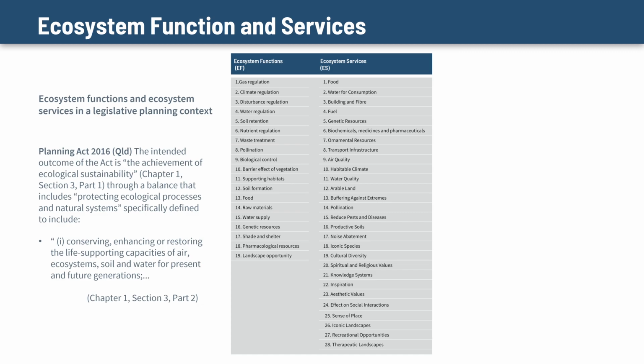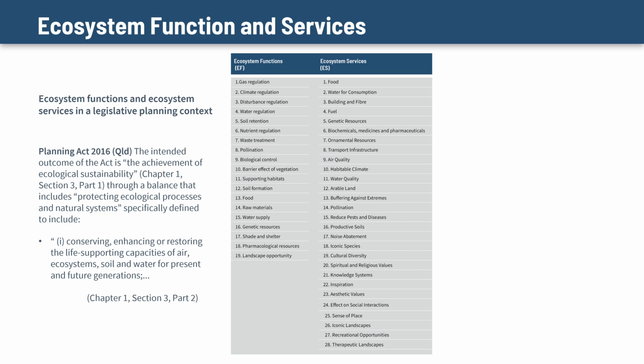It also relates to policy context. For instance, in Queensland, where the project is based, the intended outcome of the Planning Act of Queensland 2016 is the achievement of ecological sustainability. But importantly, that is through a balance that includes protecting ecological processes and natural systems. You can see here it is further defined as conserving, enhancing, or restoring the life-supporting capacities of air, ecosystems, soil, and water for present and future generations. So that very much, in our mind, is a reference to ecosystem functions and to acting with the intention of maintaining those ecosystem functions.